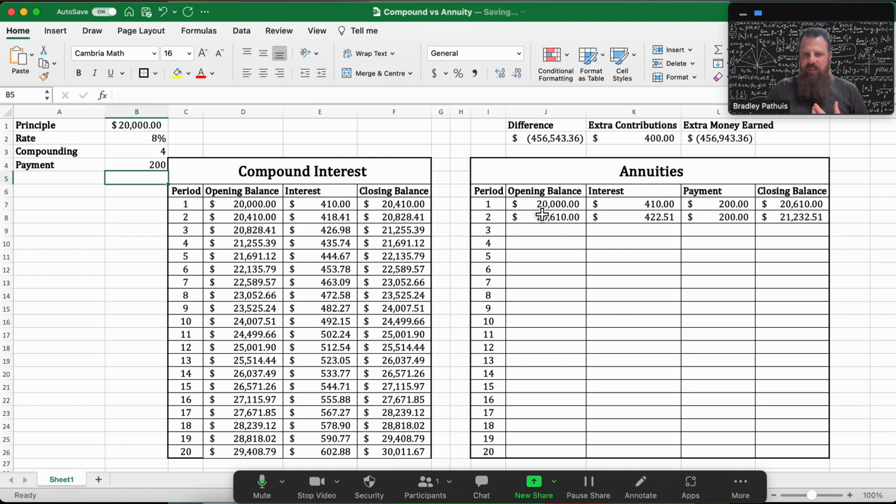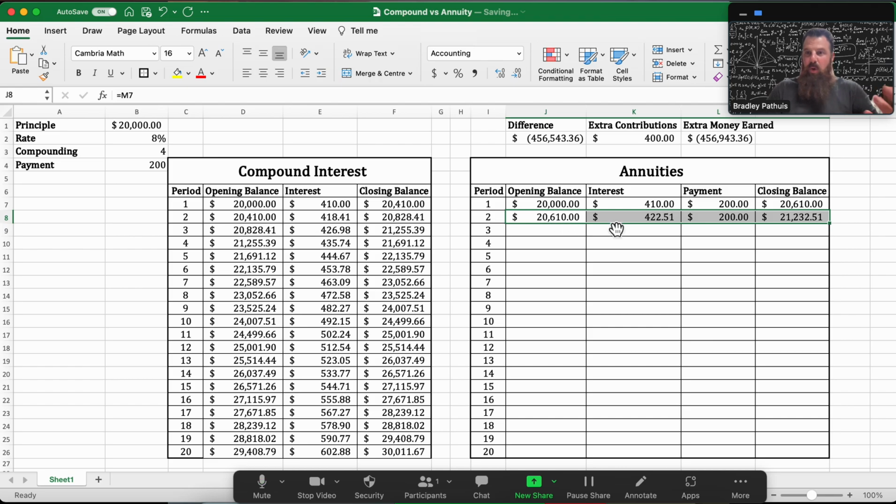You can see we started off with $20,000 in that quarter. Same thing again, I've earned $410 interest. But now the difference is at the end of that quarter, I've put an extra $200 in that bank account. So it's grown. This is now $20,610, whereas that was $20,400, because I've got that extra payment in.